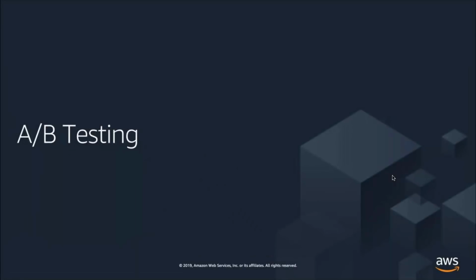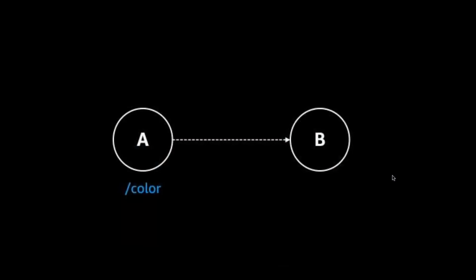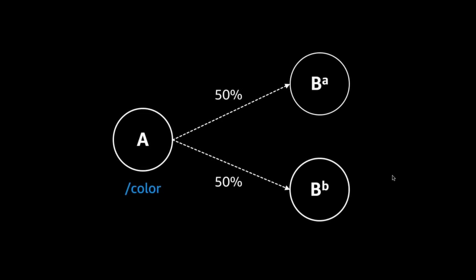Let's take a look at the A/B testing model. In A/B testing, in this example, the /color route is going to send traffic to B, but what I want to do is have two different versions of B, and so I want 50% of traffic going to BA and 50% of traffic going to BB here. And at some point, I decide I like BA better than BB, and I'll resume sending 100% traffic to that version.